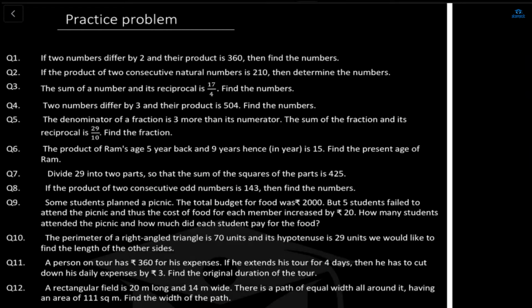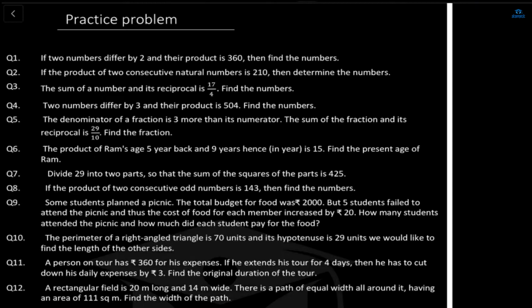Should start with that. Okay. So if you see the first question, you can learn here. If two numbers differ by 2 and their product is 360, then find the numbers. So what do you think? What should we assume, and what should be the equation?